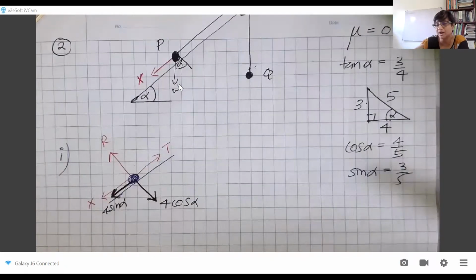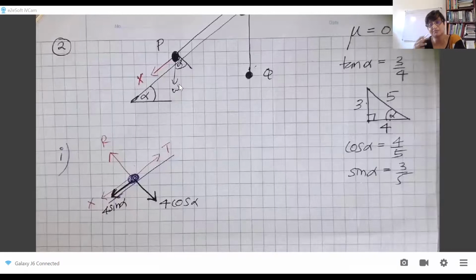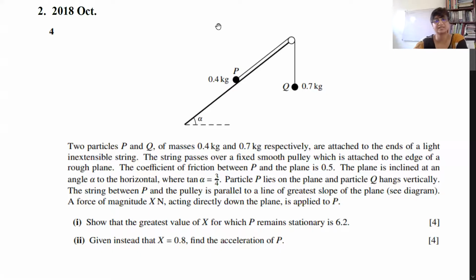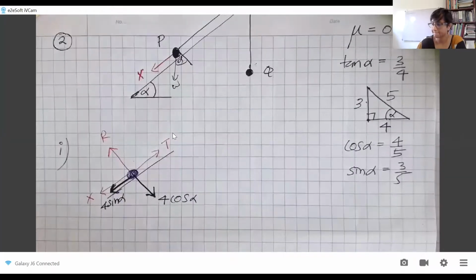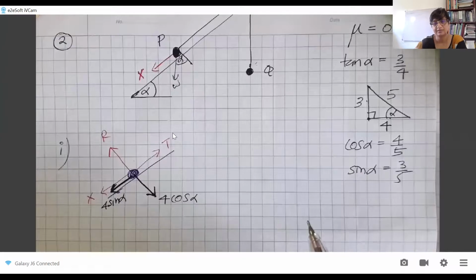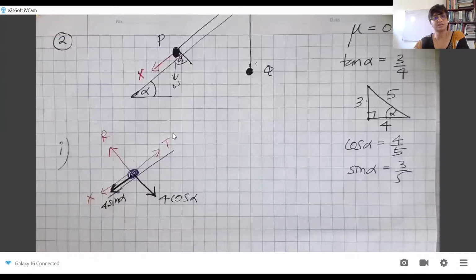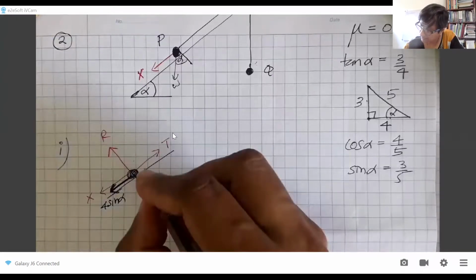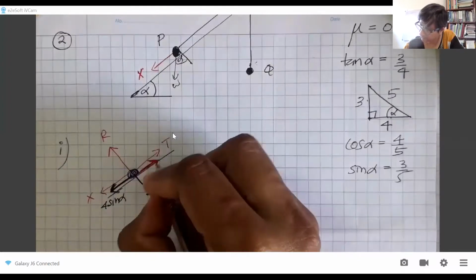Now friction, you have to put in what direction if you want the maximum X? Greatest X. For greatest X, in what direction must it be? Up the slope. Very good. Here's F max.